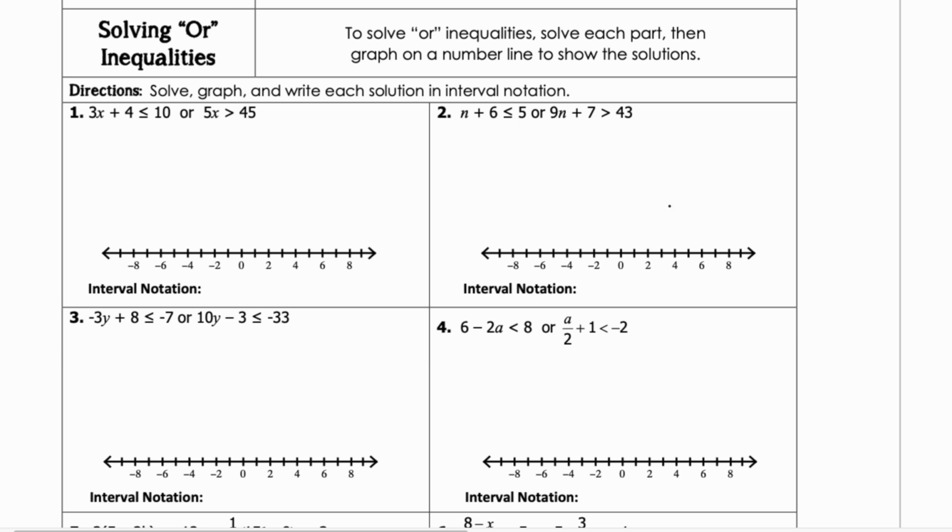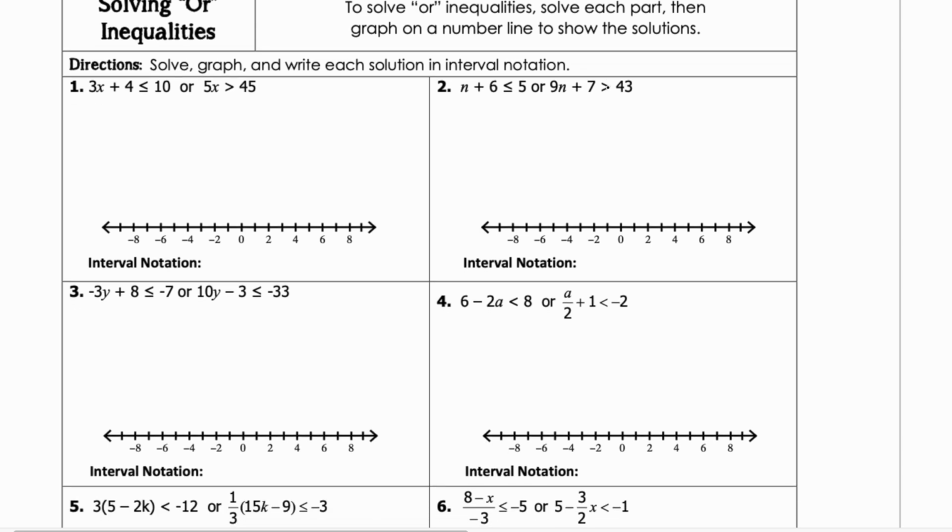Okay, so to solve "or" inequalities, we need to solve each part, then graph on a number line to show the solutions. So very similar to what we were doing before, except now we have two inequalities. So of course, we're going to get x by itself. We're going to subtract 4 from both sides. This is going to be 3x is less than or equal to 6, and x is less than or equal to 2. So I have my first set, and the next one is divide both sides by 5. And now I have x is greater than 9.